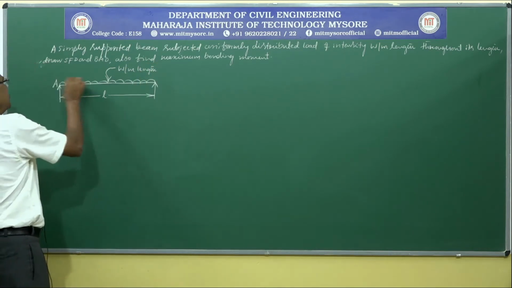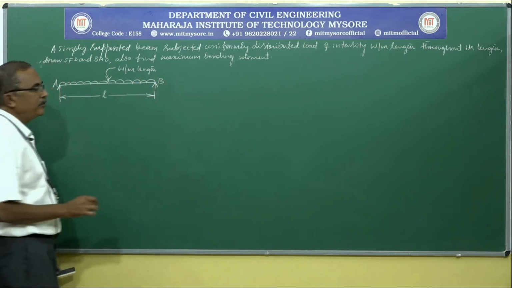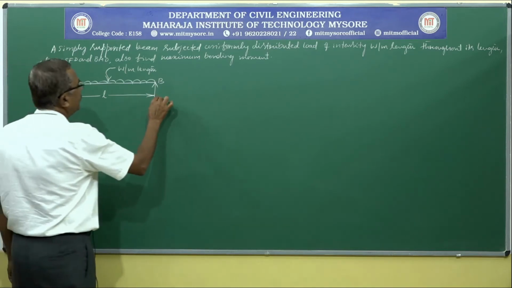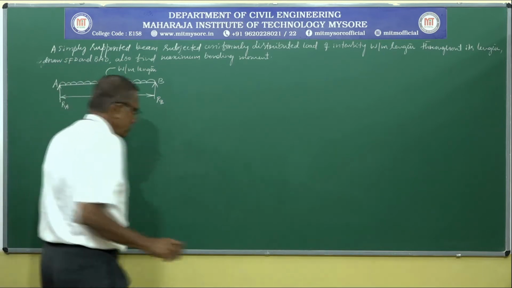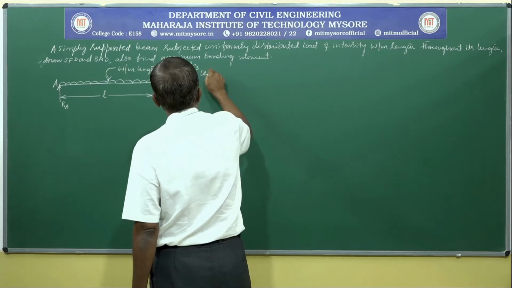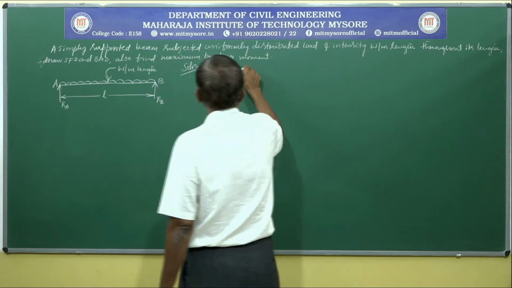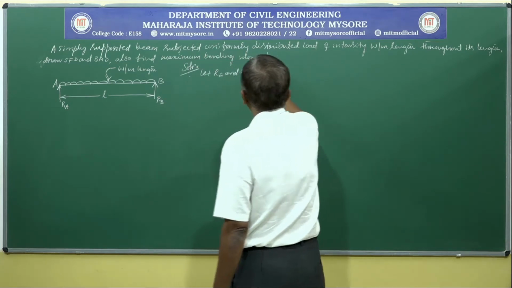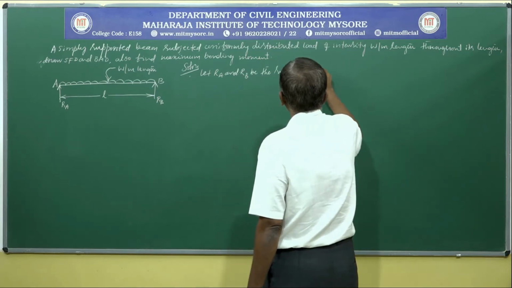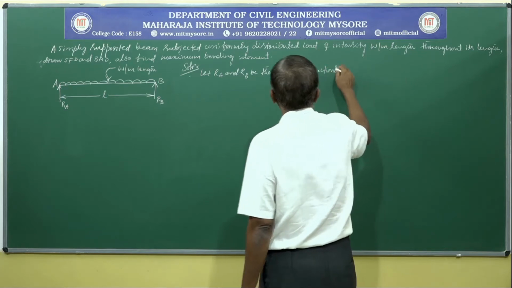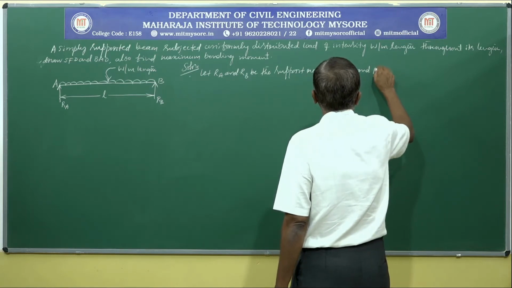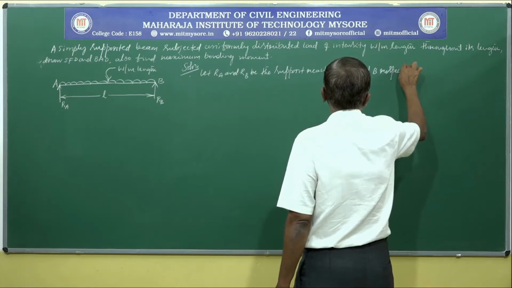Let us mark the salient points. We can mark only two salient points at its ends. Therefore, RA is equal to reaction at A and RB is the reaction at B. So, let RA and RB be the support reactions at A and B respectively.